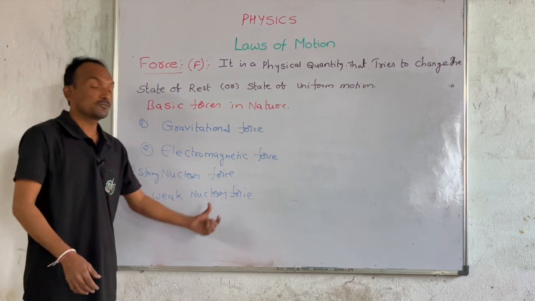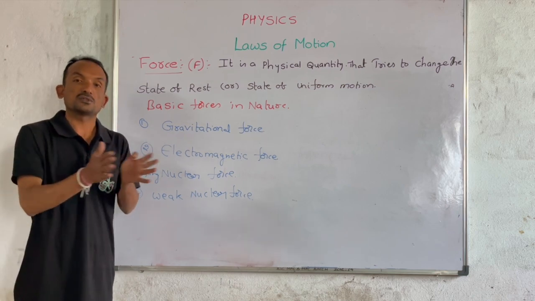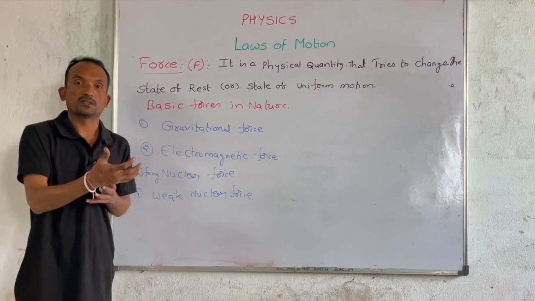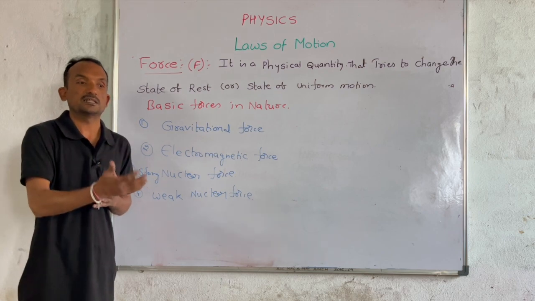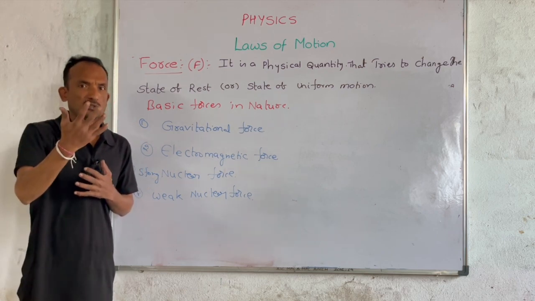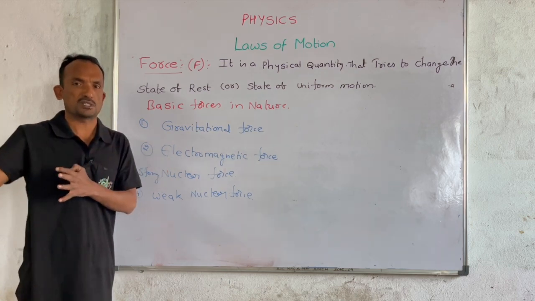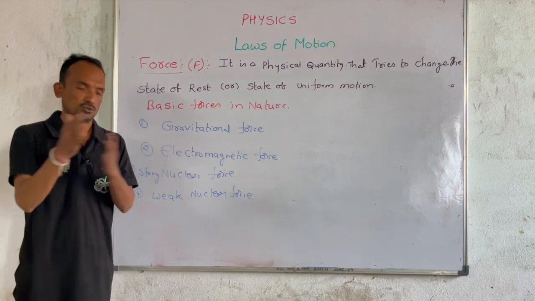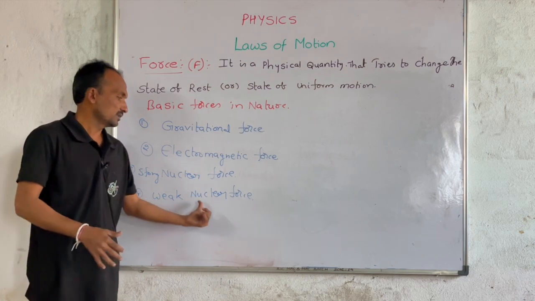Weak nuclear force means that on an external force, the molecules are divided. Sir, how does water boil at 100 degrees centigrade? Water boils at 100 degrees centigrade and evaporates. So the water state is converted into the gaseous state. The liquid state is converted into the gaseous state. So the molecule is divided by a force, that is the weak nuclear force.